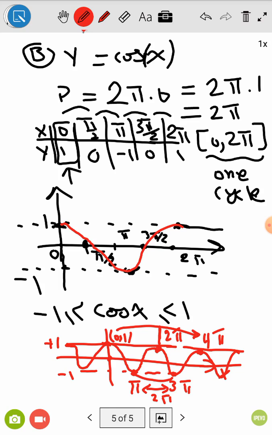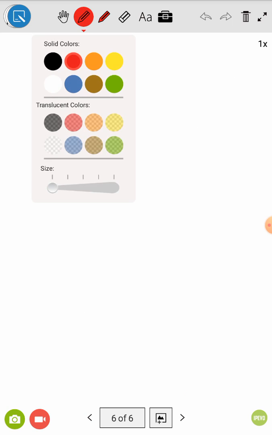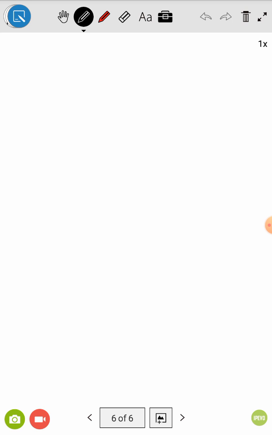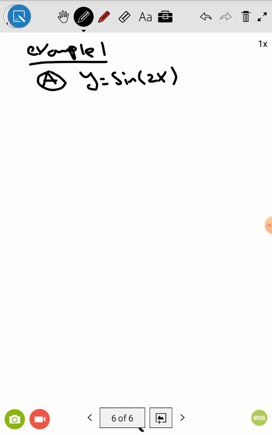Now we can move to the exercises. We can study the exercises, how we do them. Now it's the most important part, after memorizing the parent. Now let's take a look at the exercises. So example 1, letter A: y equals 3 sine 2x.